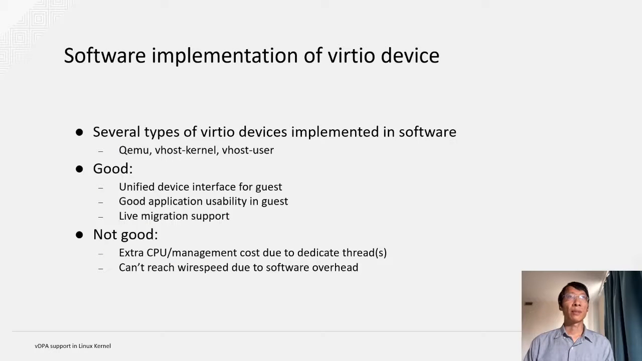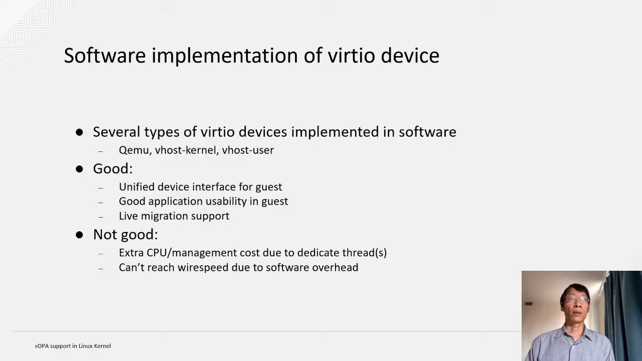Several different types of virtio devices have been implemented in software. The first device implementation is done in QEMU, but its performance cannot satisfy our requirement. Then they moved the data plane to the kernel by using the vhost protocol. It can do better than QEMU, but it's still not sufficient. So we offload the data plane from QEMU to another dedicated remote process through the vhost-user protocol. Then it can achieve the best performance that a software data plane can achieve.